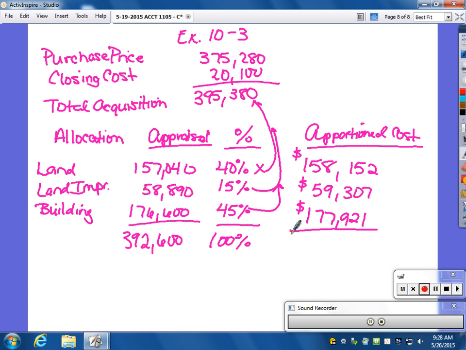Okay, and of course you need to add all of those together to get our total apportioned cost, because ultimately we should come back out to what? 395,380. That's it. Let me know that that matches. Yes, ma'am, it does. Okay, 395,380. And lastly, they're asking us to do a journal entry to record this purchase.